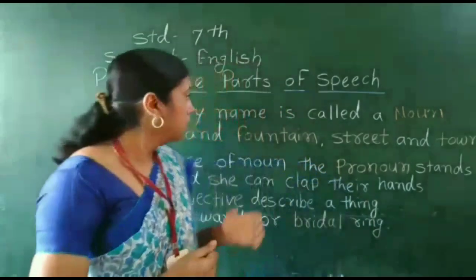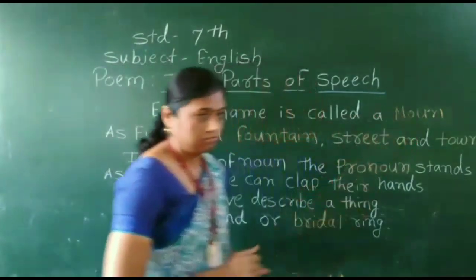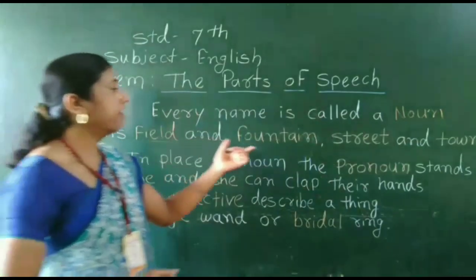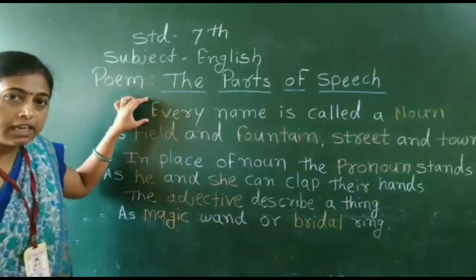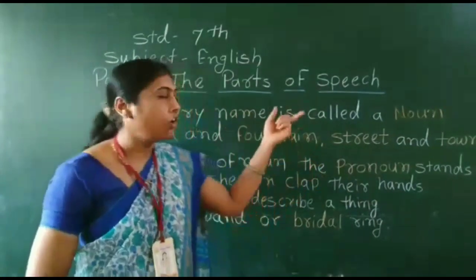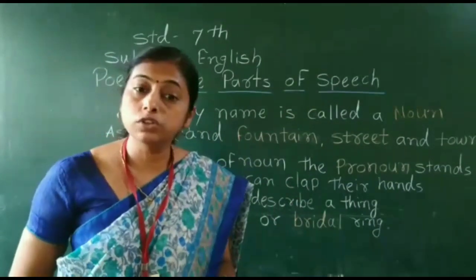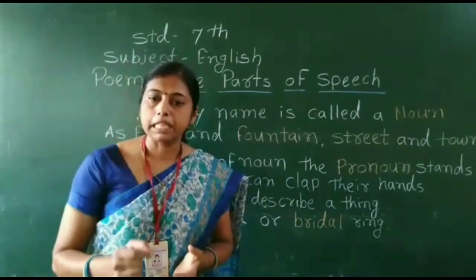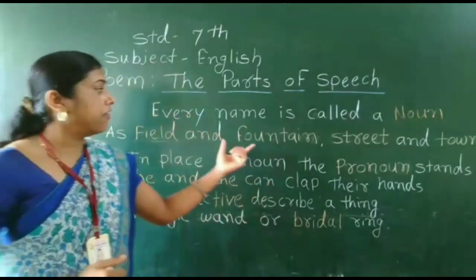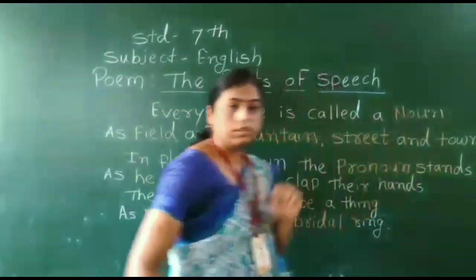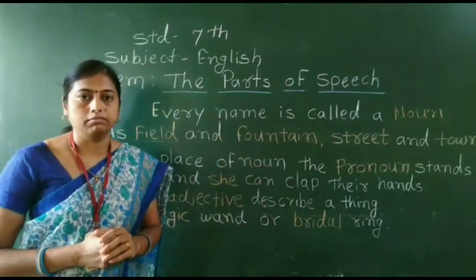We will say, one by one, every name is called a noun, as field and fountain, street and town. We know, in first line, here is given the definition of noun. We know naming words are called noun. We use naming words of person, places, animal or things. So, field, fountain, street and town. These are the examples of noun. It is very easy to understand.